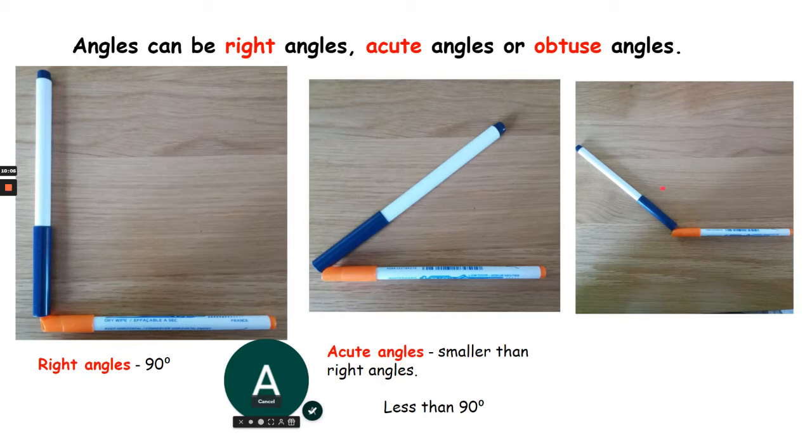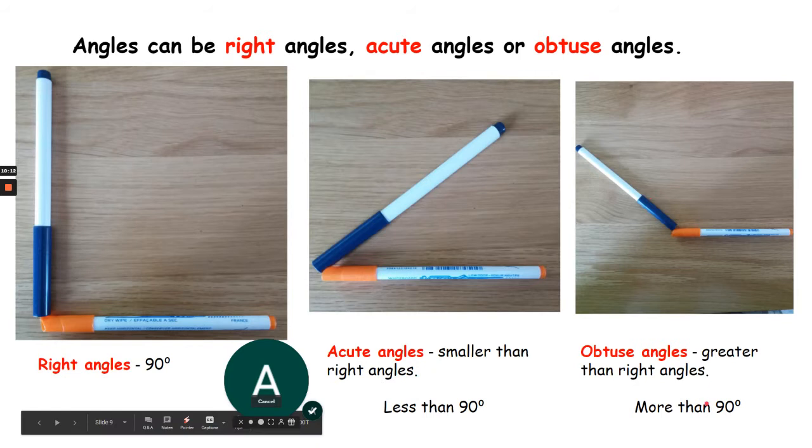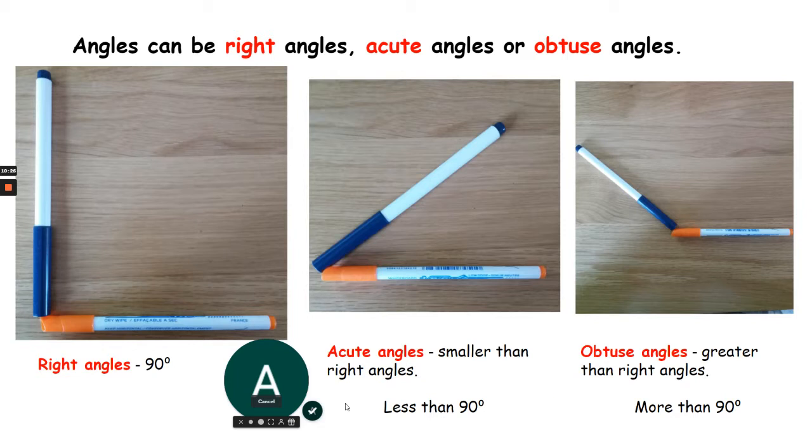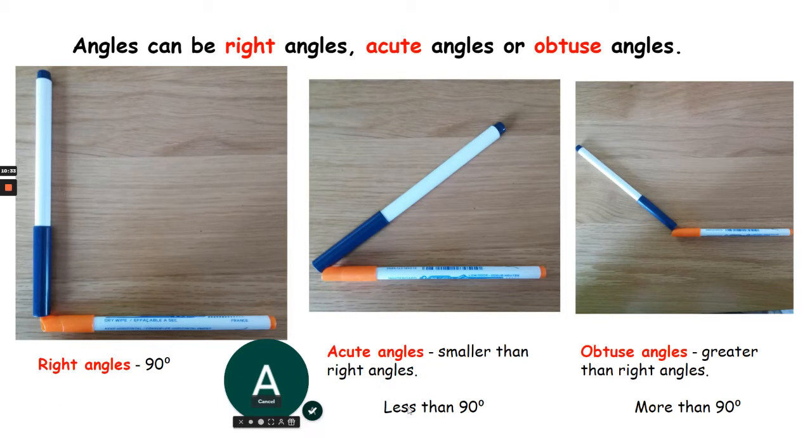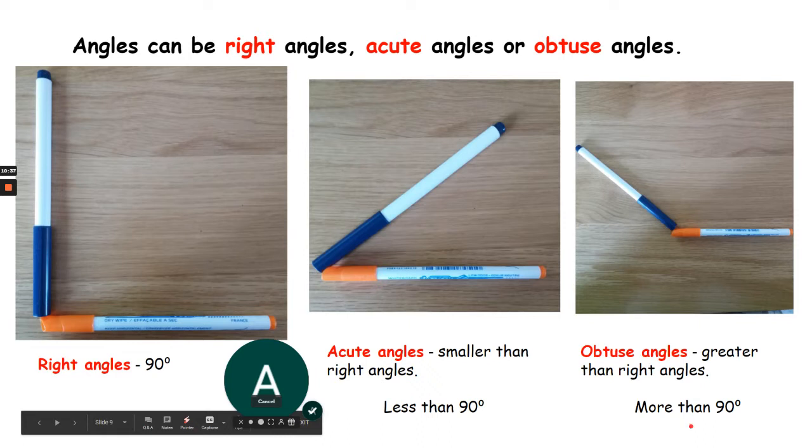And this one here, you can probably guess what it might be called. It's greater than a right angle. It is more than 90 degrees. It is called an obtuse angle. If you pause the video clip and make a note or write down: right angles are 90 degrees, acute angles are less than 90 degrees, obtuse angles are more than 90 degrees.